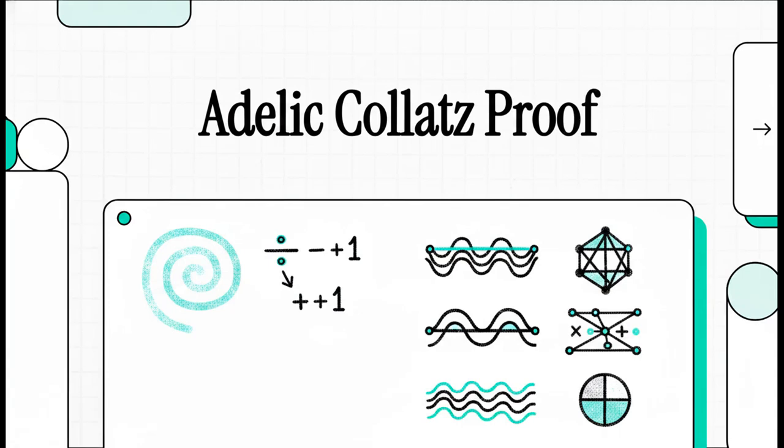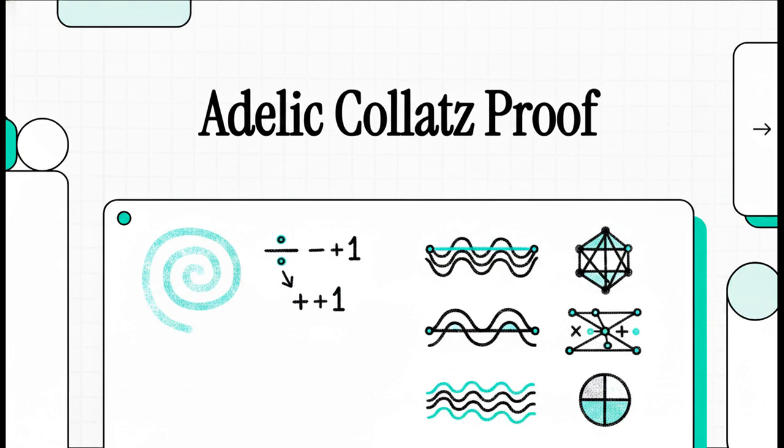Welcome to this explainer. Today, we are tackling an absolute monster of a math problem. For decades, the Collatz Conjecture, the famous 3x plus 1 problem, has teased mathematicians with its elementary school simplicity. The rules are basic. Take a number. If it's even, divide by 2. If it's odd, multiply by 3 and add 1. And no matter what, it always seems to loop right back to 1.